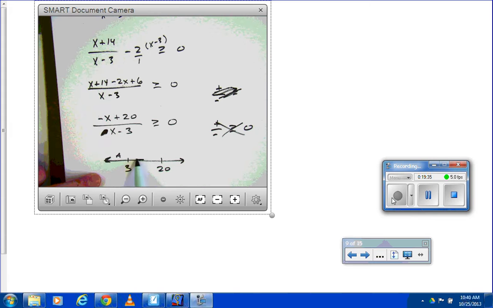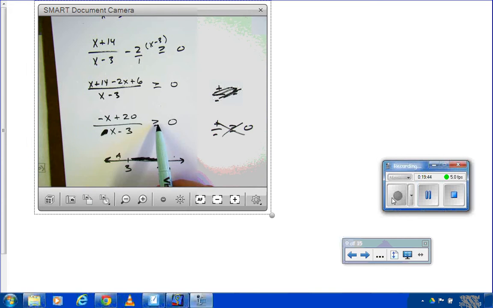The solution would be in between 3 and 20 because this interval doesn't work, this one does, and this one does. Now, we've got equal to, so we can be inclusive here, but I cannot include 3 because it's going to make it undefined. So parenthesis on 3, bracket on 20. Okay, 3, 20, that's the way it'll be on the test.